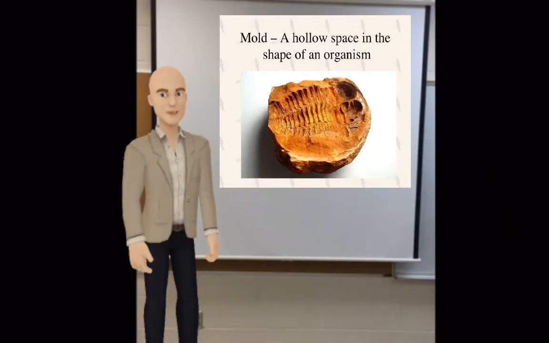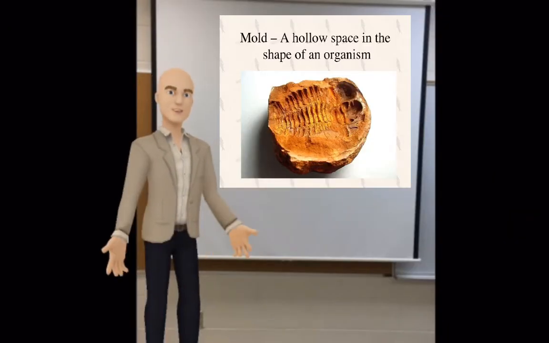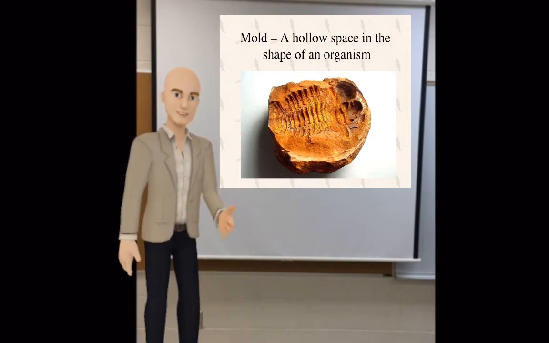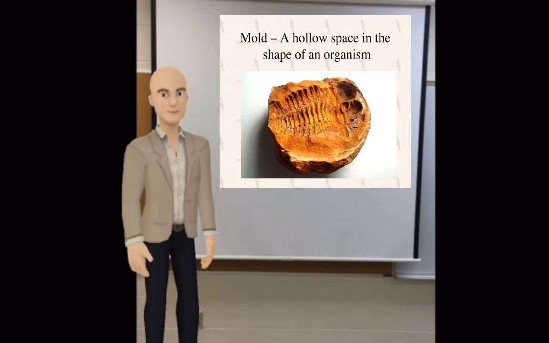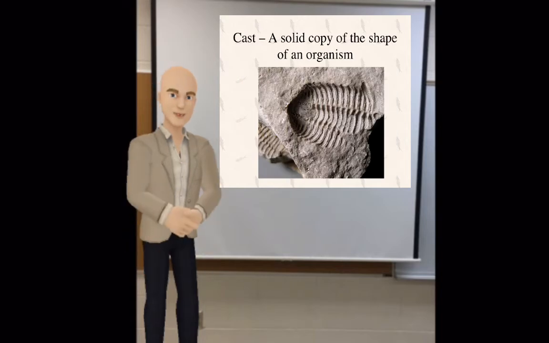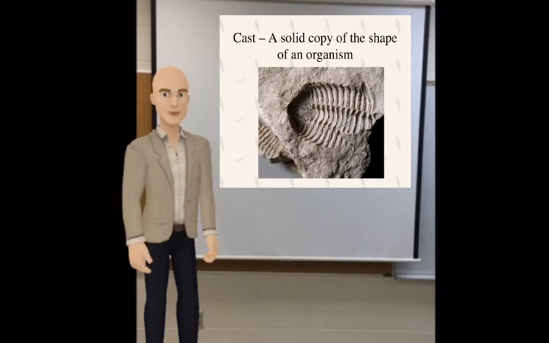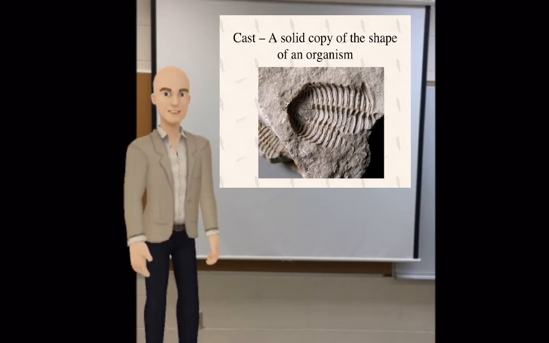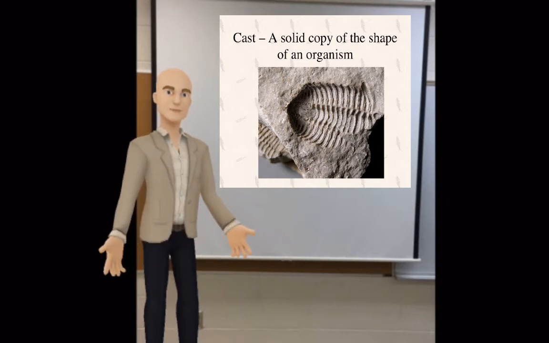Let's take a look at a couple of examples here. Here is a mold. The mold is the hollow space in the perfect shape of an organism that's left behind after a buried organism rots away. A cast, on the other hand, is a solid copy of the shape of the organism. It's made out of the minerals that are left as water flows through the mold and deposits those minerals over time. So we have casts and we have molds.